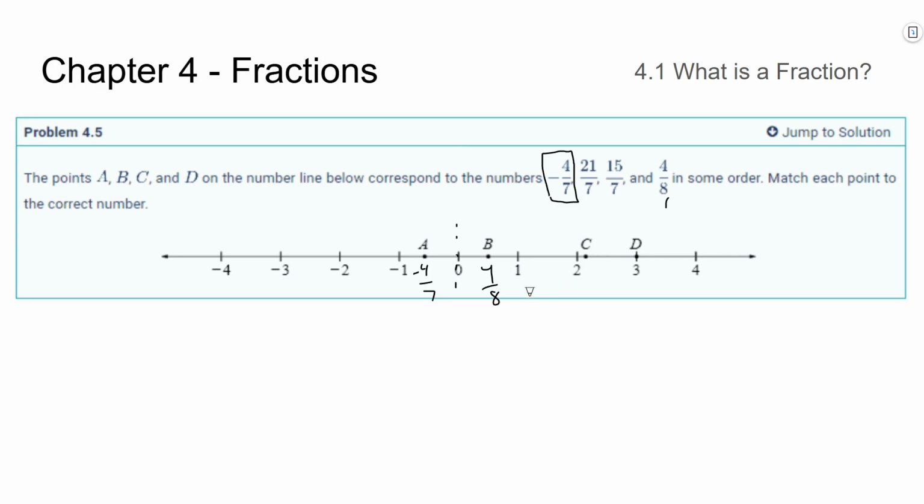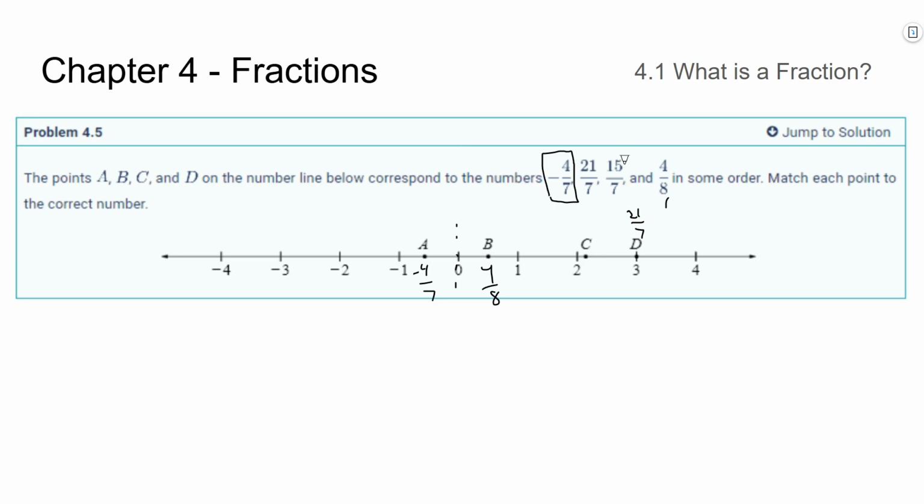Okay, so we have 1, and we have D here that's exactly 3. So do we have a fraction that is exactly 3? So let's just see if we can do some quick division in our head. Can we do 21 divided by 7? Is that something that we can do easily in our head? Yeah, I think so. I think that would be 3. So this looks like 21 over 7.